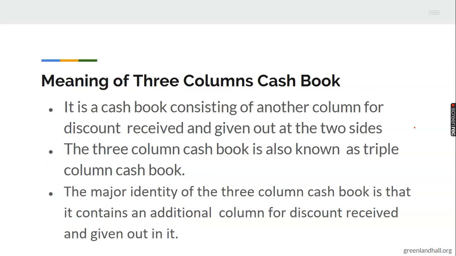The next one we'll be looking at is the meaning of the 3-column cash book. When we say 3-column cash book, it is a cash book consisting of another extra column for discount received and discount given out at the two sides. The 3-column cash book is also known as triple-column cash book, and the major identity of the 3-column cash book is that it contains an additional column for discount received and discount given out.